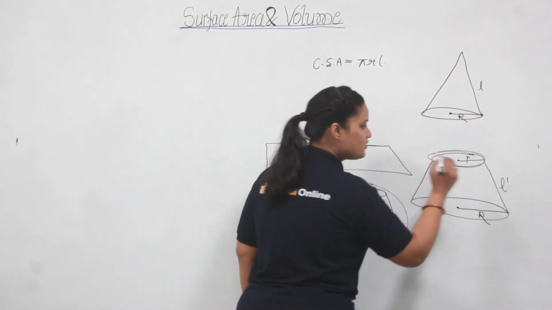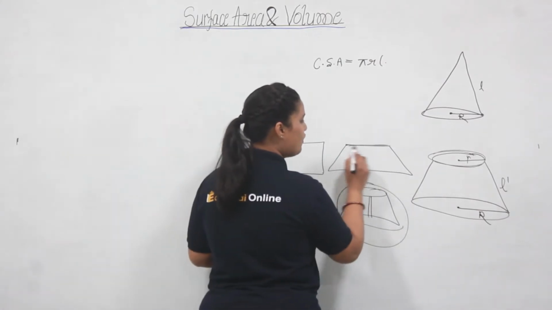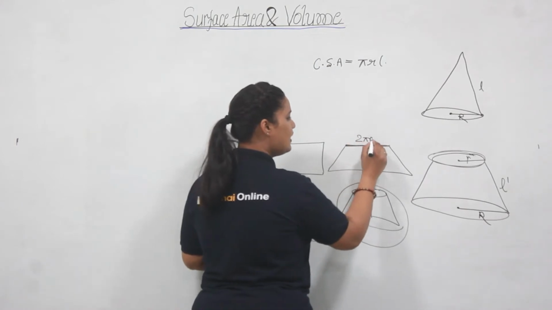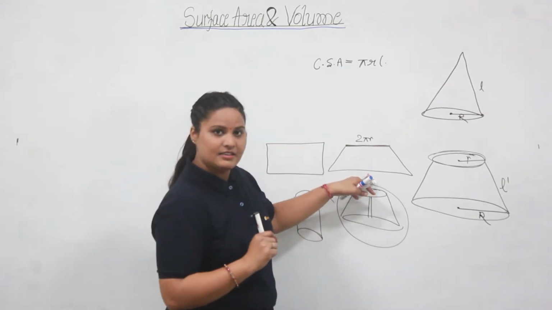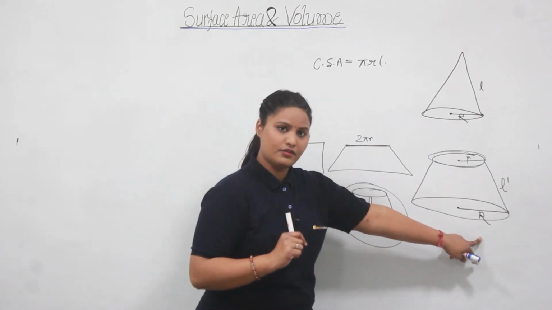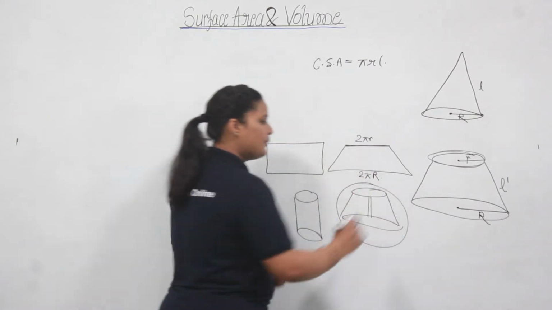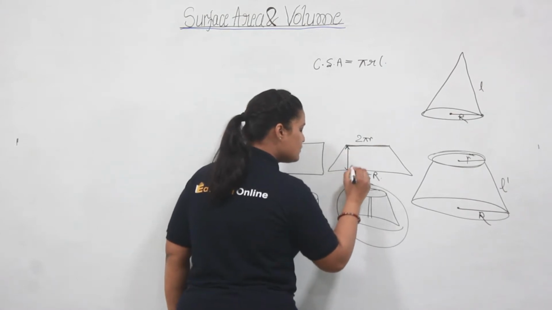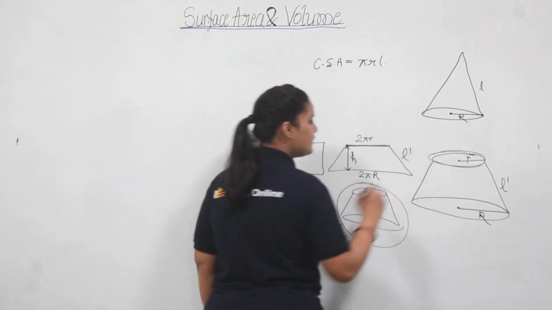And what is the radius of this smaller circle? It is small r. Then I can say the length of this shortest side will be the circumference, meaning 2 pi r. Similarly, the length of the larger side will be the circumference of the largest circle of the frustum. It means it will be 2 pi capital R. Is that clear? The distance between these two sides will be small h, and this slant height will be L dash.